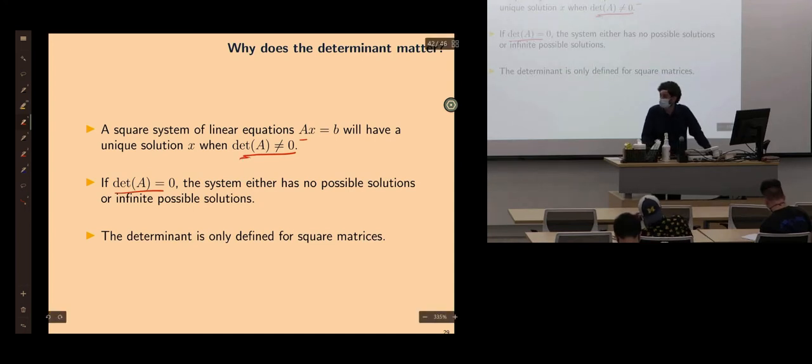So if the determinant is not 0, we have a unique solution. That's a very easy way to check. Otherwise, we cannot know that by just looking at the equations.